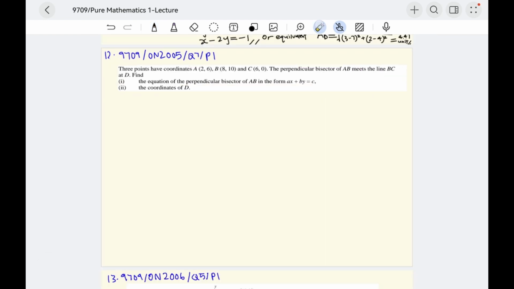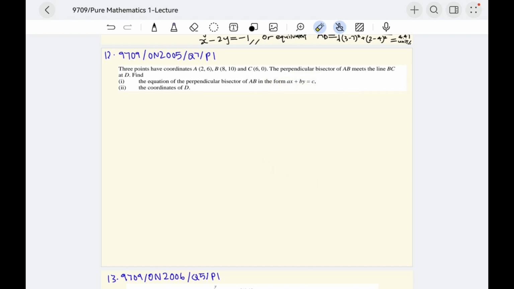Let's move on to the next question, question 12. This is also from the past year questions: 9709 October November series 2005, question 7 from paper 1. Three points have coordinates A(2, 6), B(8, 10) and C(6, 0). The perpendicular bisector of AB meets the line BC at D. Find the equation of the perpendicular bisector of AB in the form ax plus by equals c. This is the requirement of the question.